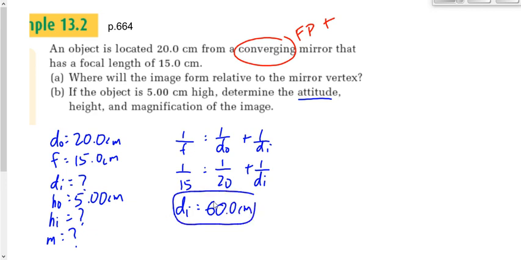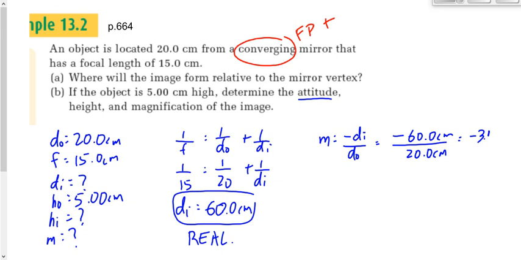Now, we're not asked whether this is real or virtual, but we could determine that right now. Is it a real or virtual image? Right now, just by this number, real or virtual? It's real, because our image distance is positive. Again, we're not asked that, but we easily could have been. All right, next thing, let's find the magnification. M is equal to negative DI over DO. That's going to be negative 60 over DO, which is 20. That gives me a magnification of negative 3.